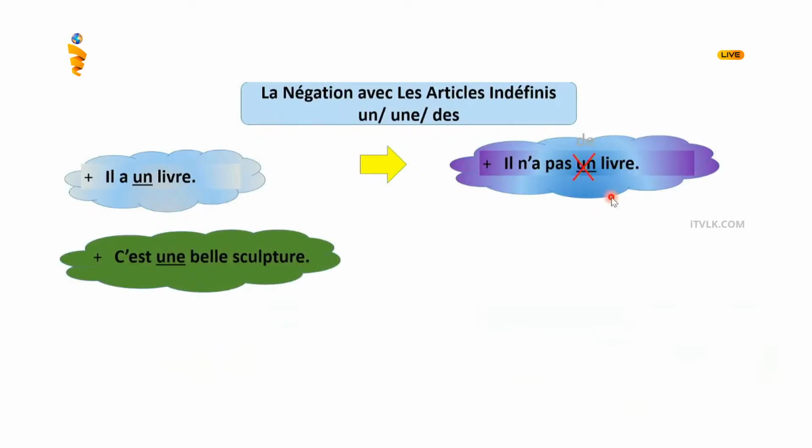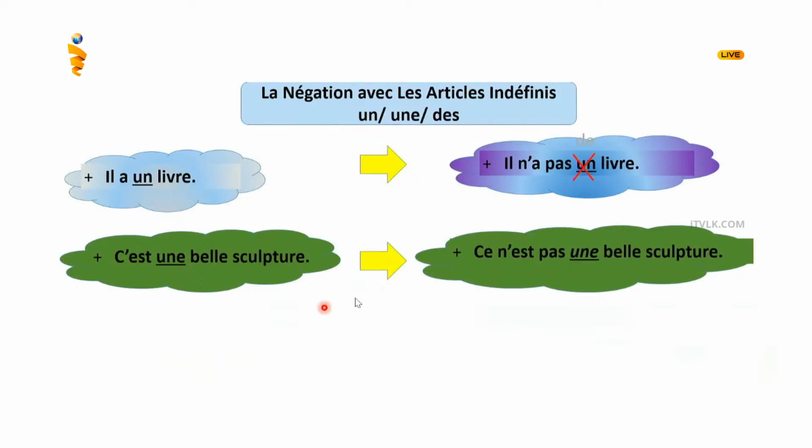But look at this sentence, children. C'est une belle sculpture. This is a beautiful sculpture. So there you are having the verb être here. Remember, the verb conjugated here is être. So with the verb être, what happens in the negation? We have ne and pas before and after the conjugated verb. But look at une. It has not changed into de. So that means you have to remember this very well. With être, whenever you are having an article indéfini, you don't have to change it into de. Take it as an exception that you should remember here.